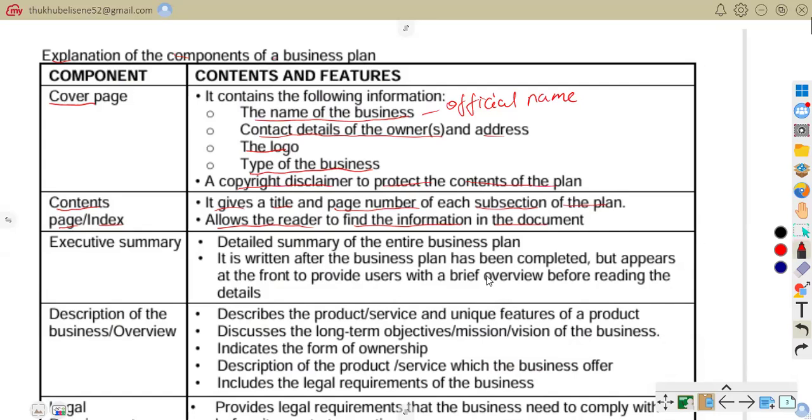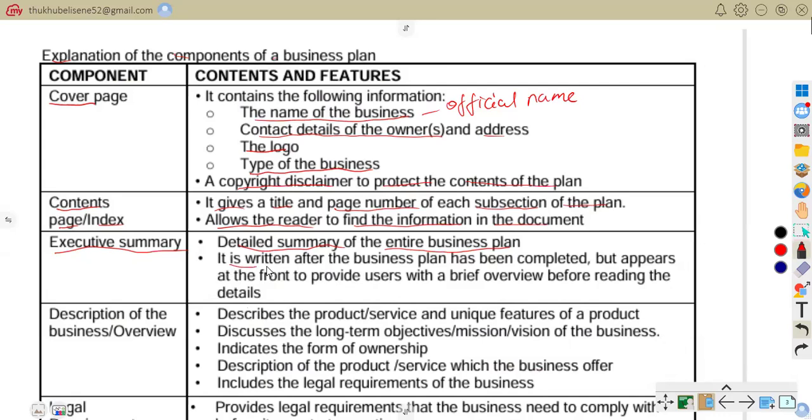For example, a bank manager quickly finds the financial plan using the contents page. Also, another component is the executive summary, a summary of the entire business plan. The executive summary gives a brief overview of the most important information in the business plan. For example, a one-page summary explaining the business idea, products, funding needs and expected profits.